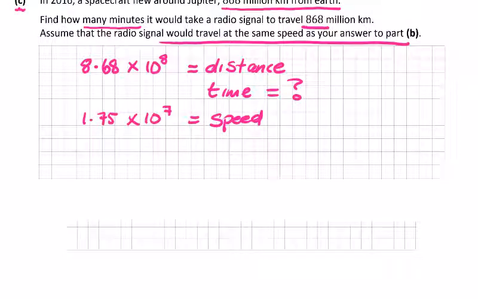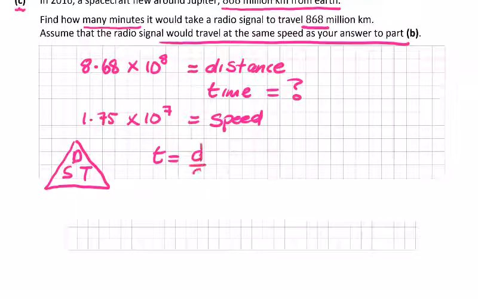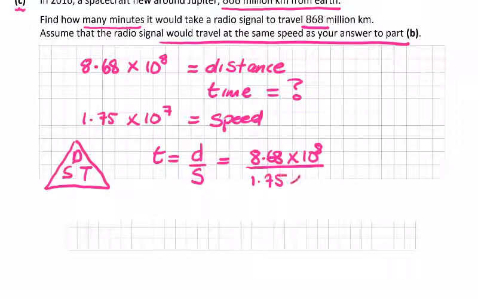They're really testing patience. Draw your triangle again. Distance, speed, and time. Time is equal to distance over speed. It's always worth checking. Which is equal to 8.68 by 10 to the power of 8 divided by speed, 1.75 by 10 to the power of 7. Double check this a couple of times on your calculator. And it's giving me 49.6 minutes.